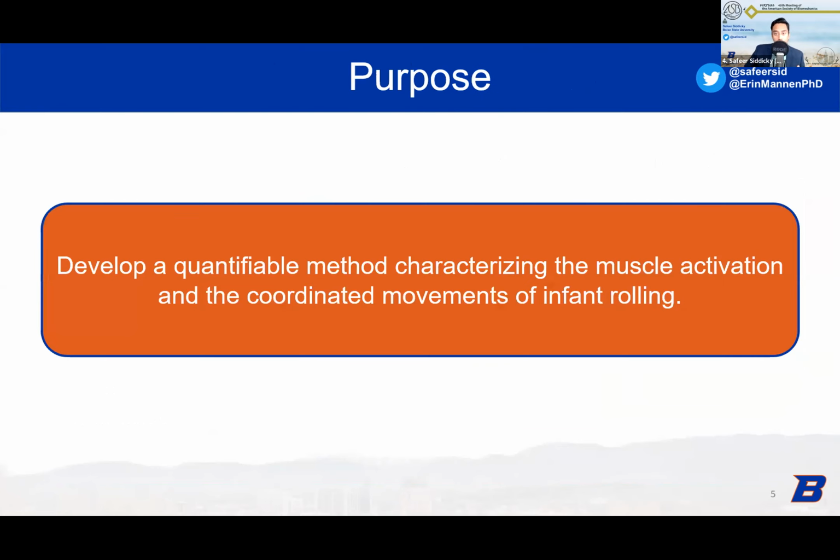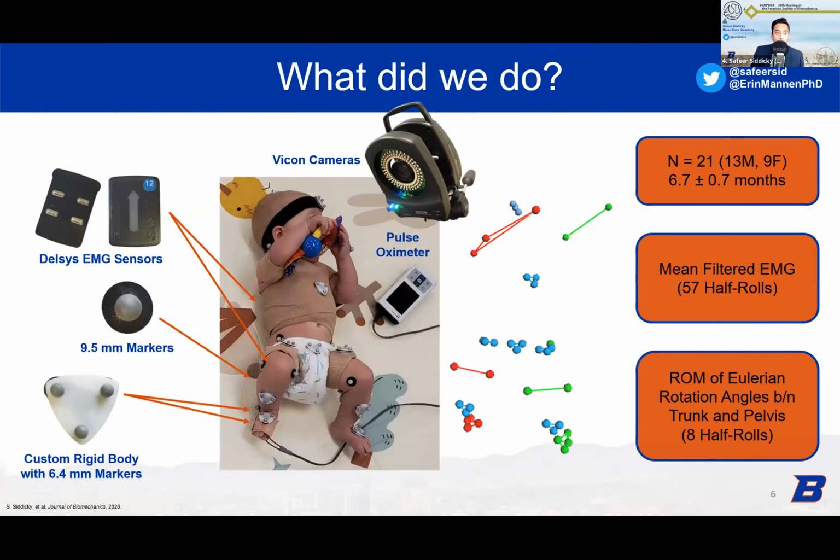Our purpose was to develop a quantifiable method to characterize muscle activation and the coordinated movements of infants rolling. 21 healthy infants with an average age of 6.7 months participated in our ongoing IRB-approved study. Infants lay flat on a playmat on their back for 5 minutes or until they achieved a roll. Surface EMG recorded muscle activity bilaterally from the abs, quads, hamstrings, and glute max, while marker-based motion capture recorded kinematics. A GoPro captured HD video, and a pulse oximeter monitored SpO2 levels to ensure safety during data collection.